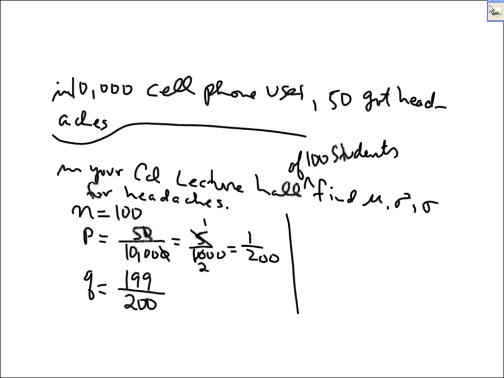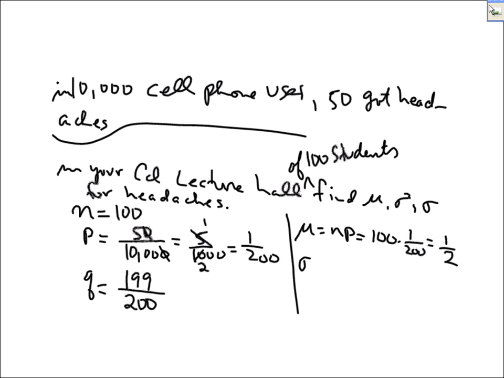So now the mean is NP. N is 100, P is 1 over 200. It's a half. If 1 out of 200 people get a headache, and there's only 100 people, well, if there were 200 people, 1 person on average would get a headache. If there was half as many, like 100 people, you would expect half of 1, or a half, to get a headache.